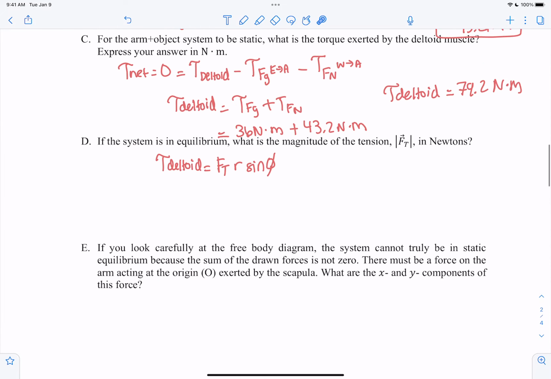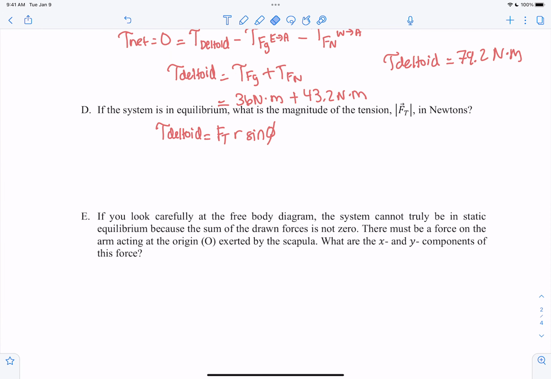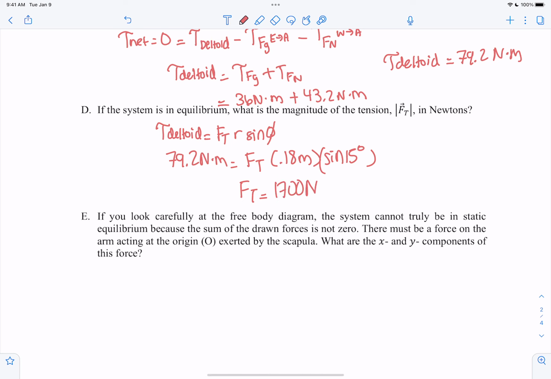15 degrees. And then that's how we can figure out our tension, because we know that this is 79.2 Newton meters. We want to figure the F tension force out. It's directed at 0.18 meters or 18 centimeters away, and it's at a sine of 15 degrees, right? So that's how we can figure out the F tension force. And that should be around 1700 newtons.